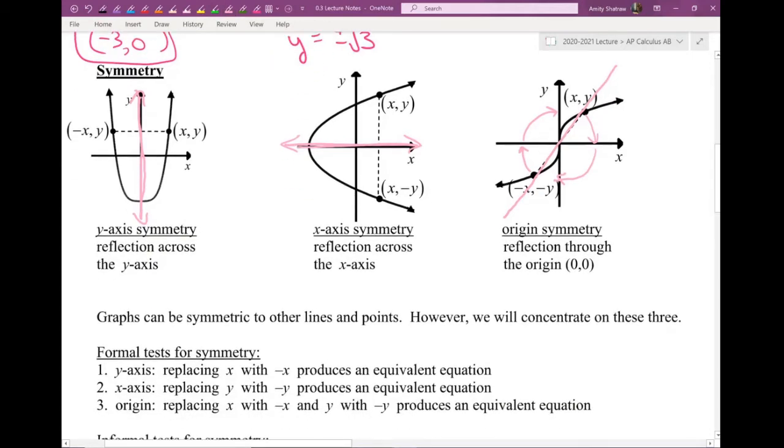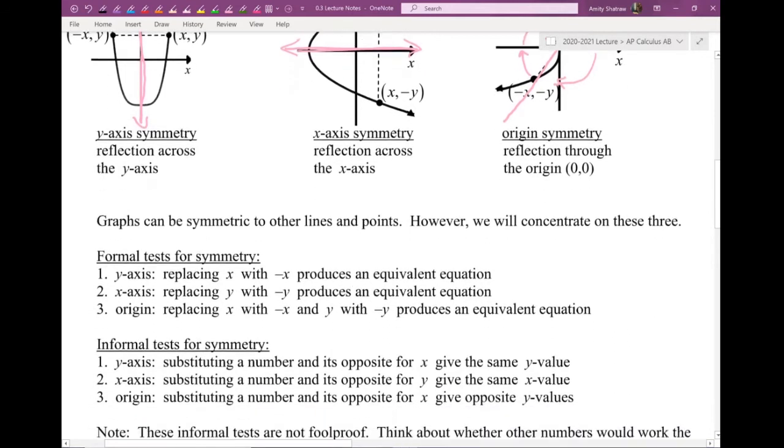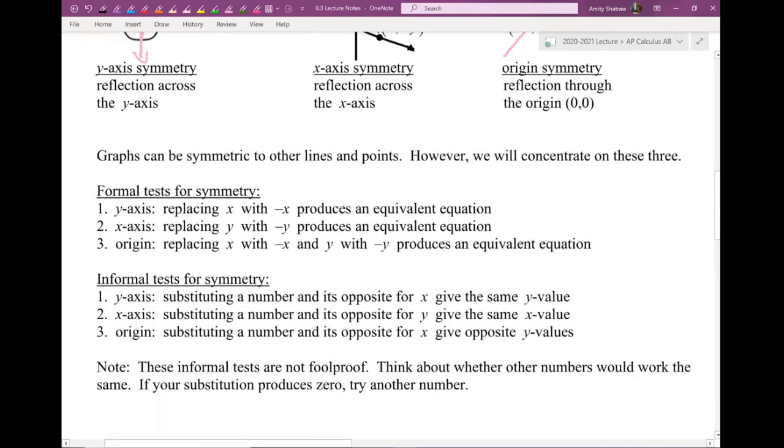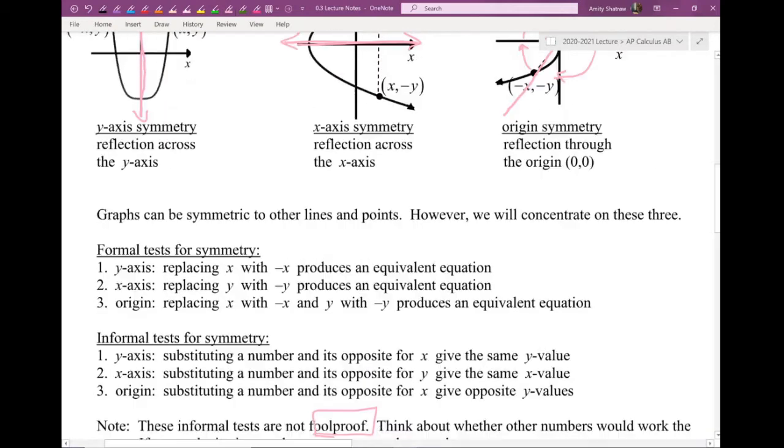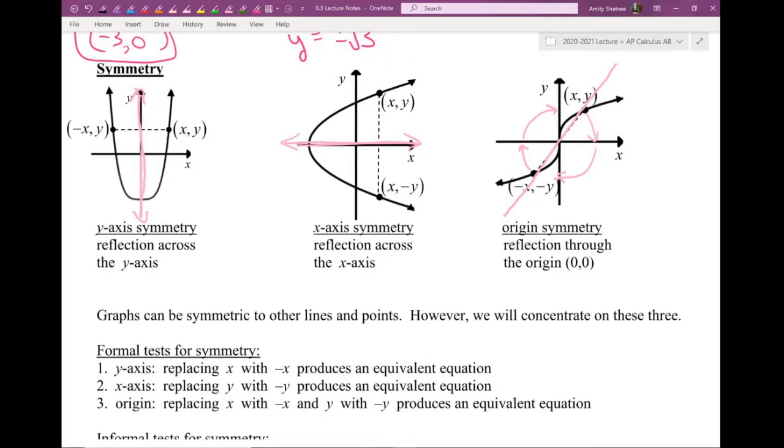And so graphs can be symmetric, but they aren't always. It turns out that there are tests for symmetry, formal tests, which I will show you, and informal tests. The informal tests are a little bit easier to use and a little bit more intuitive, but they are not foolproof. So you need to think about whether other numbers would work the same. And if your substitution produces a 0, then perhaps you need to find another number, because sometimes if you were checking at the vertex, you won't be able to tell whether or not you hit.